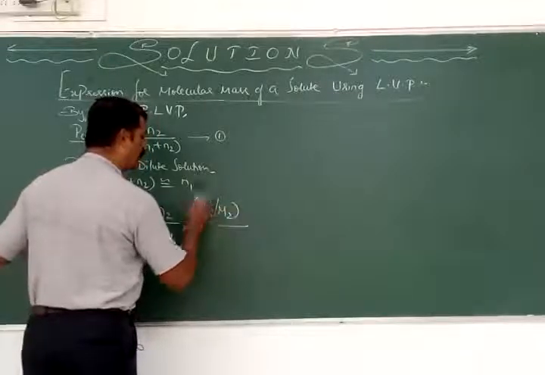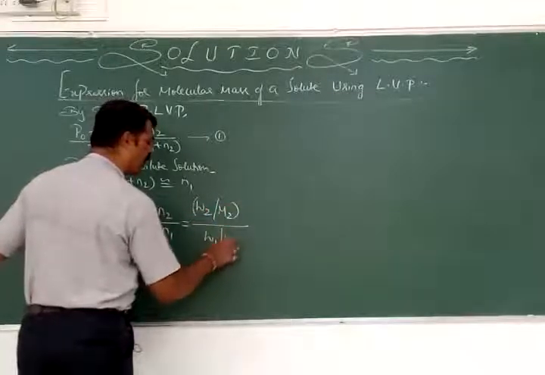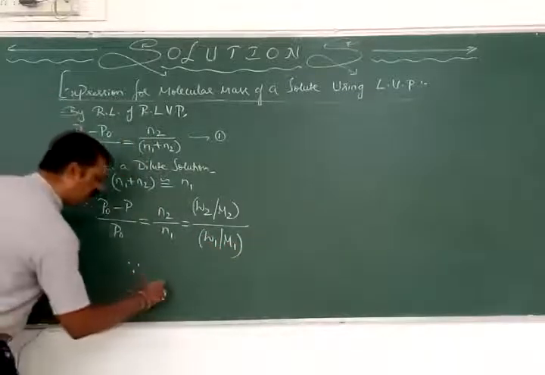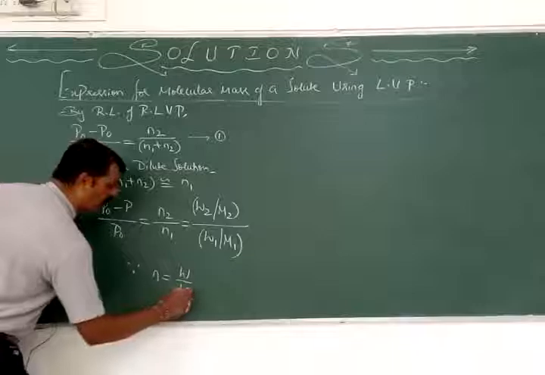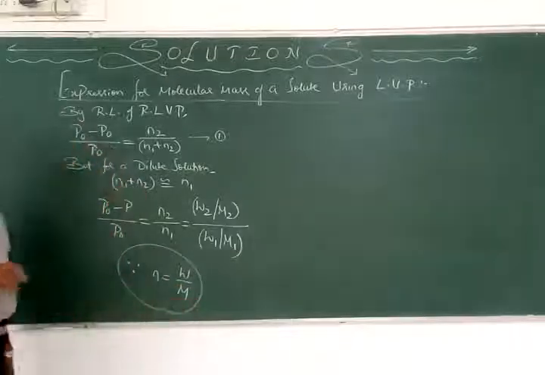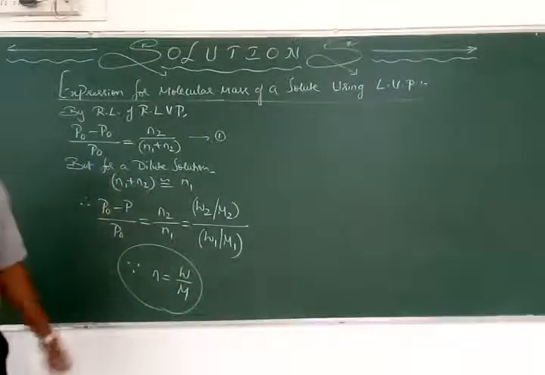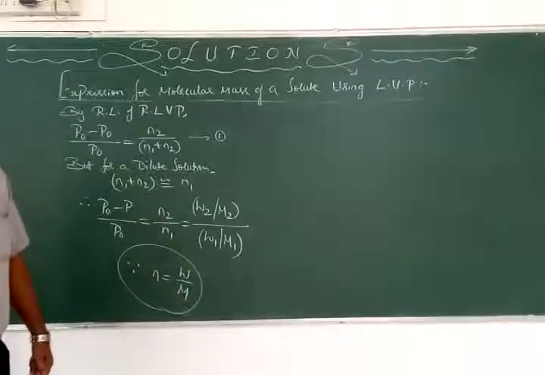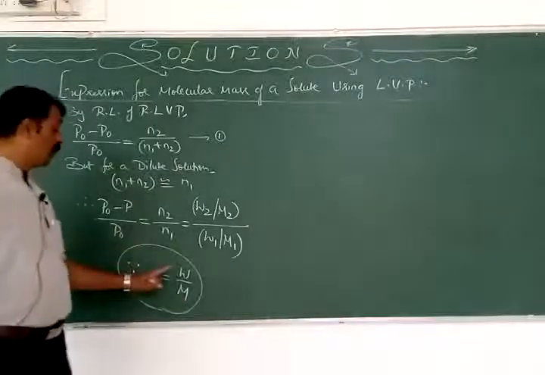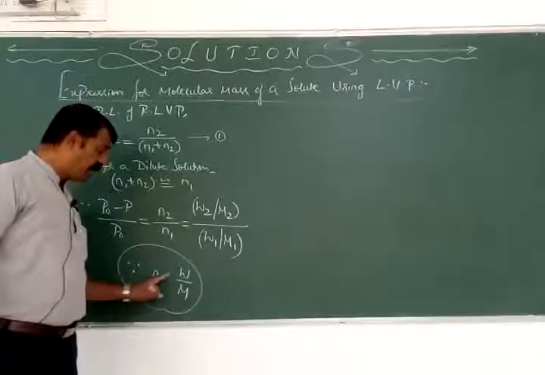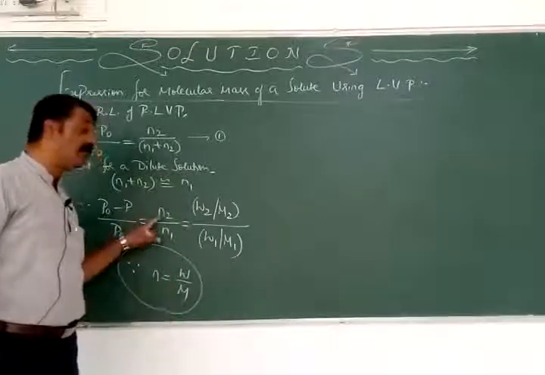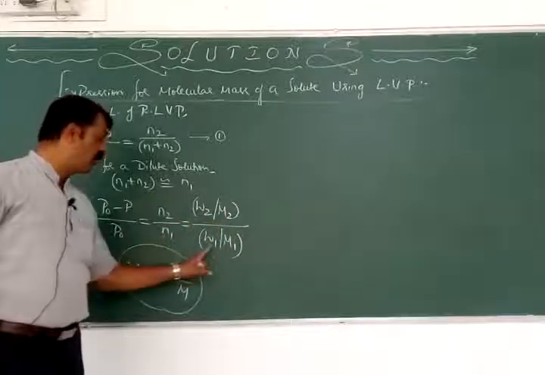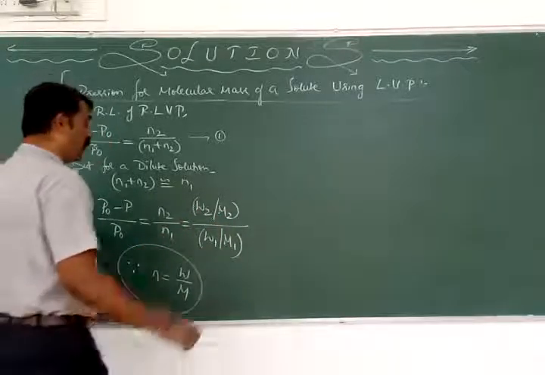N2 divided by N1 is equal to W2 divided by M2, divided by W1 divided by M1. Why? Because number of moles is given by W by M. What is W? Mass. Mass divided by molecular or molar mass. Therefore, N2 can be written as W2 divided by M2 and N1 can be written as W1 divided by M1.